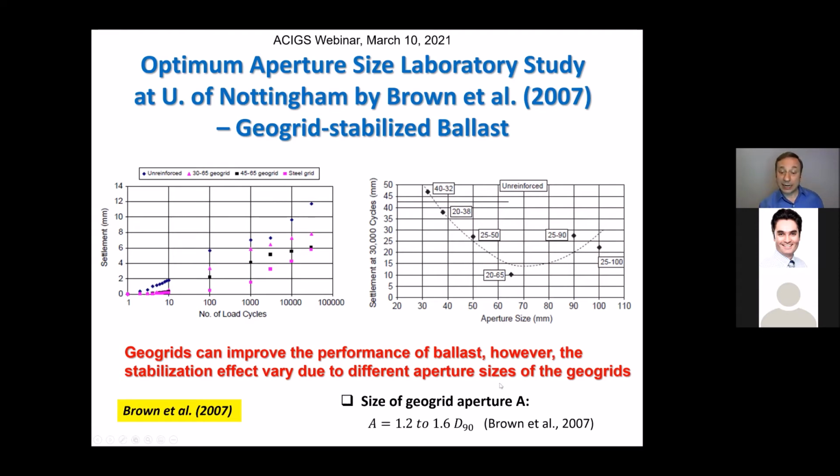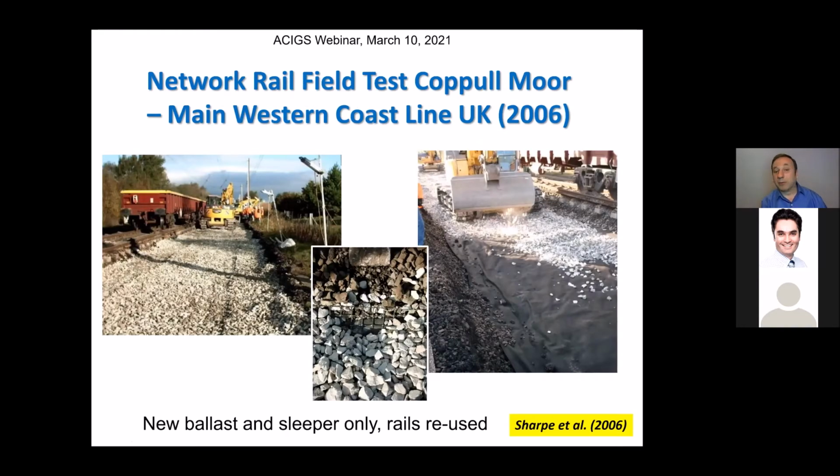Based on that, Professor Brown came up with a geogrid aperture size that should be 1.2 to 1.6 times D90 for the best performance. See, some kind of an optimization of the aperture and the ballast particle size, and probably shapes, need to be involved here. So right about that time, with these kind of SS grid, square grids, more field studies were taking place in the UK, and another study took place on the western coastline in the UK.